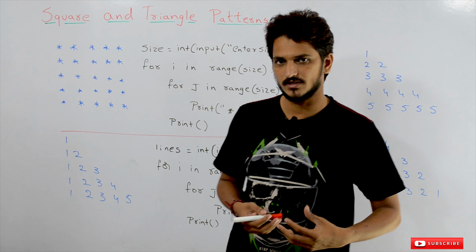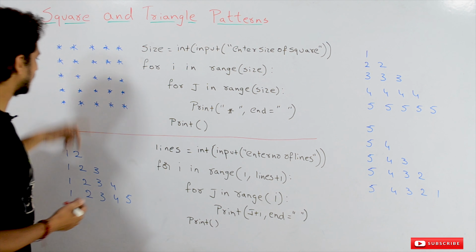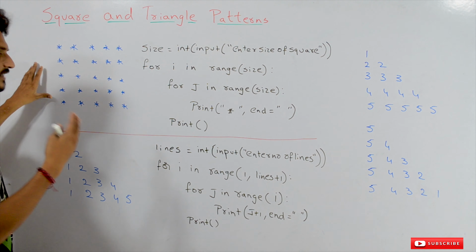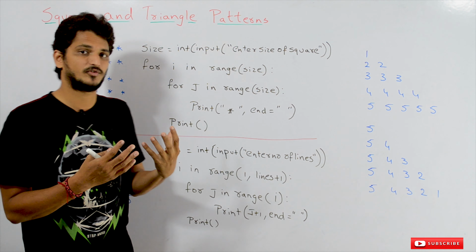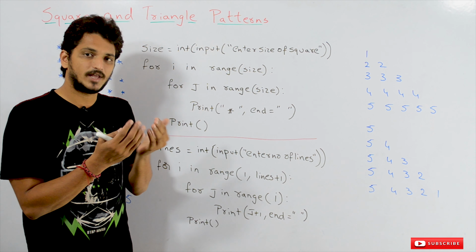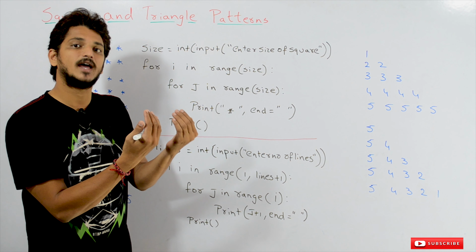Coming to today's class, we'll do two examples. This is our first example. What does this example mean? We have to take input from the user. The input is given as the side of the square.